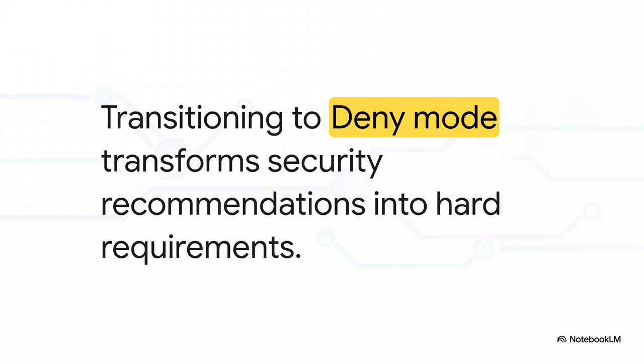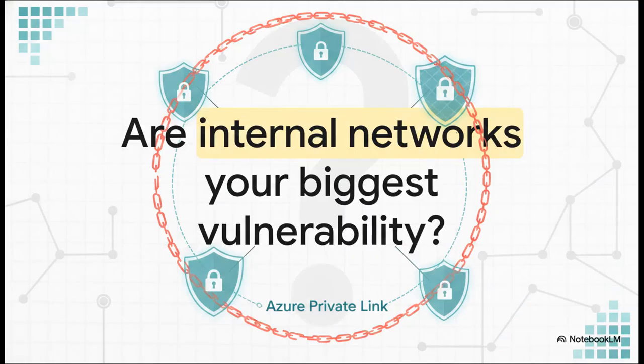That final enforcement phase? That is the ultimate business value of automated governance right there. Transitioning to deny mode transforms your security recommendations into hard, unbreakable requirements. If a developer tries to deploy a database with a public endpoint, Azure policy just blocks it right at deployment time. You eliminate the risk of accidental internet exposure right at the source, giving you a truly secure by default posture.